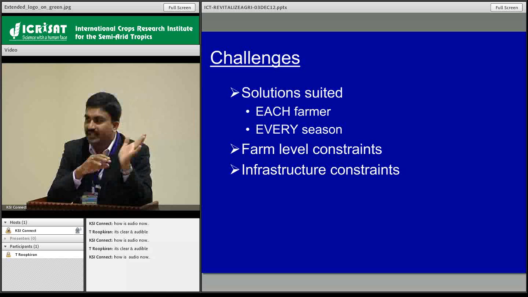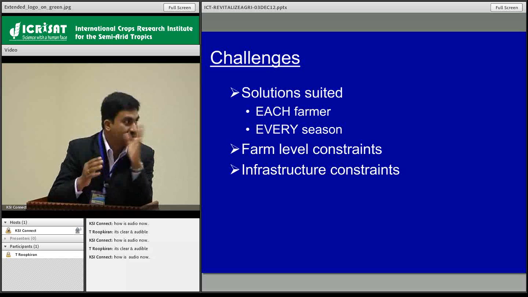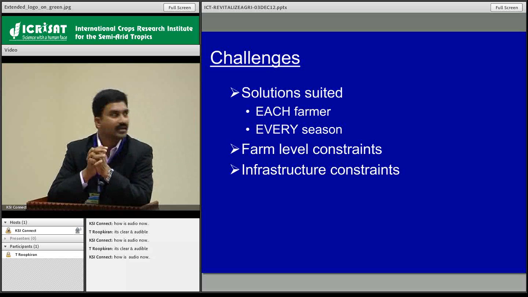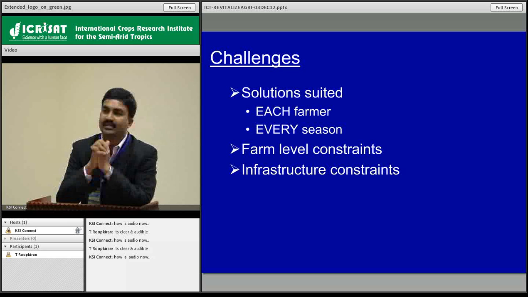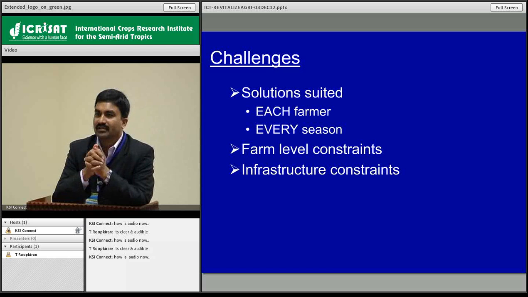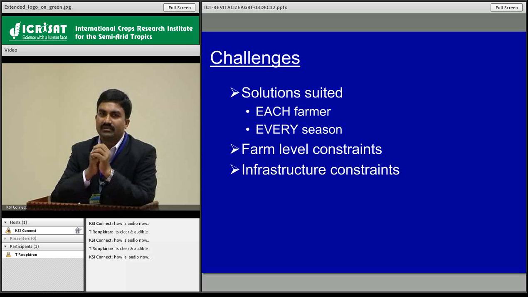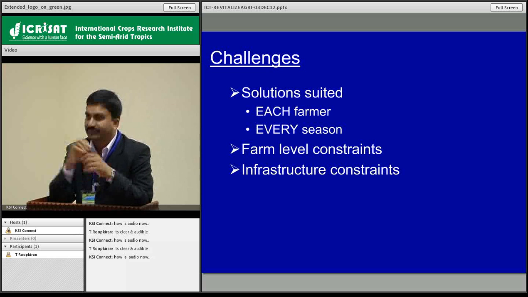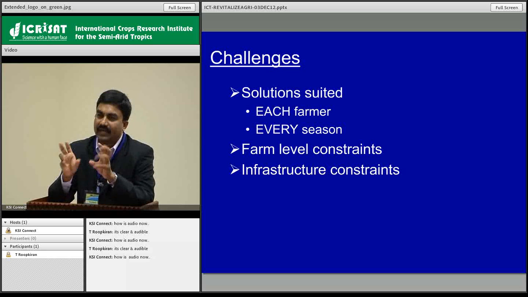Having said that, still we are grappling with some of the challenges. Again, these were also not new, highlighted in the morning. Solution suited to each farmer and every season. Especially in the crops of our interest, where we have been working for a long time, we could build up an approach of, if not each farmer, then how could we have a POP for a segment of farmers.